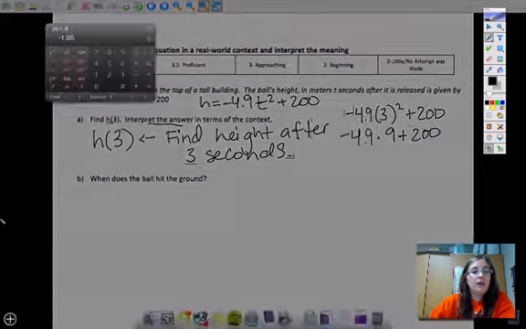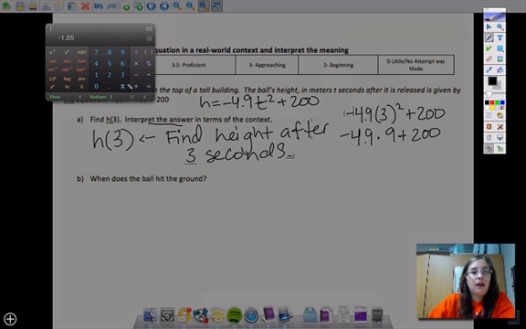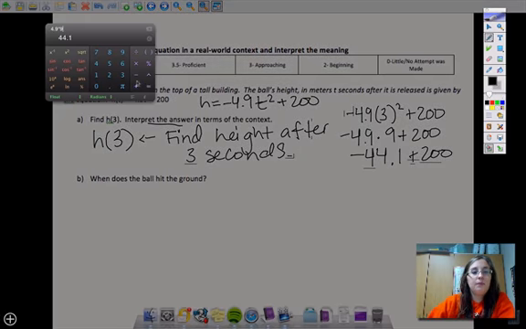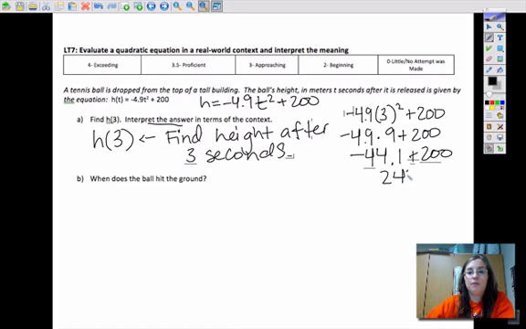Negative 4.9 times 9, I don't know off the top of my head. Negative 44.1 plus 200. 244.1. So this is the height in meters after the ball has been in the air for 3 seconds. Okay? Oops. Nope, that's wrong.